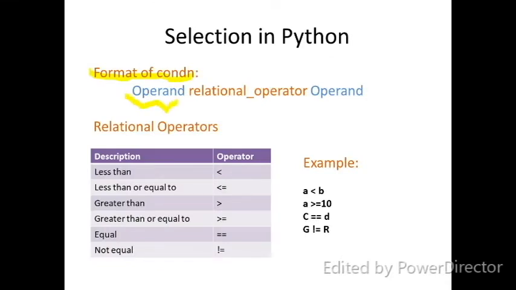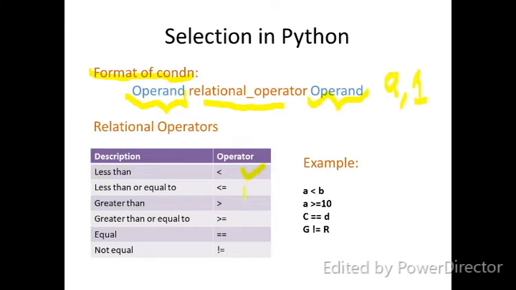Let us see the format of how a condition should look. It should have two operands separated by a relational operator. These operands could either be a variable or a constant. A variable is nothing but a name which can hold different values, whereas a constant is a fixed value. Let's say 10 is a constant and a is a variable; 15.5 is a constant and c is a variable.